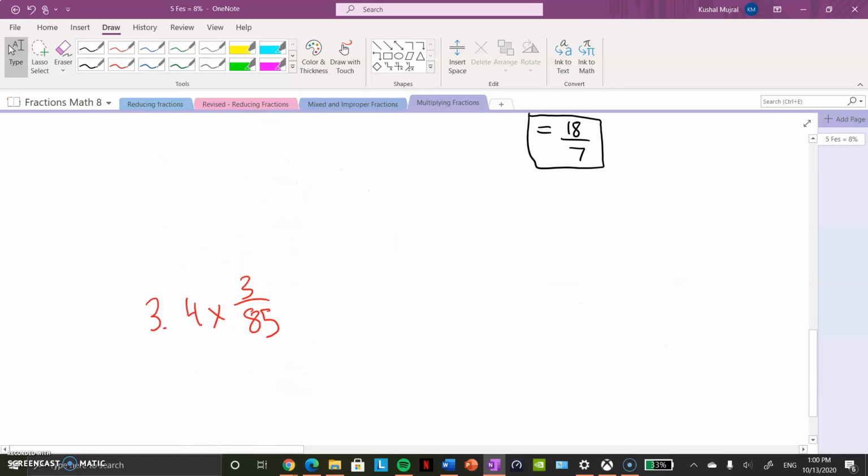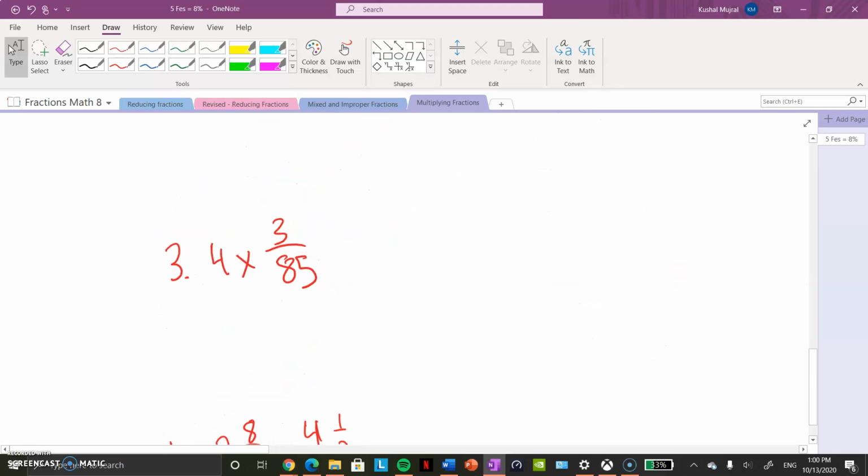Next question. For this question, 4 over 3 times 85, that just becomes 4 over 1 multiplied by 3 over 85, which becomes 4 times 3 over 1 times 85, which is 12 over 85. I don't think it simplifies any further.